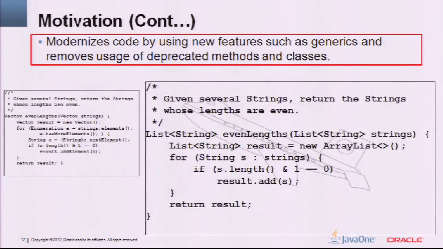But now you're probably going to write something like this, where you have a list of string, and you look at it, and right away you know it's a list of string. And you do whatever processing you're doing inside it, and what you return is a list of string. So this is much safer.